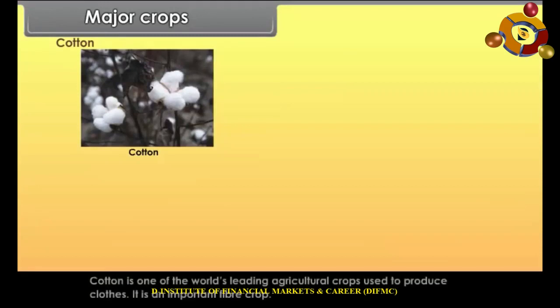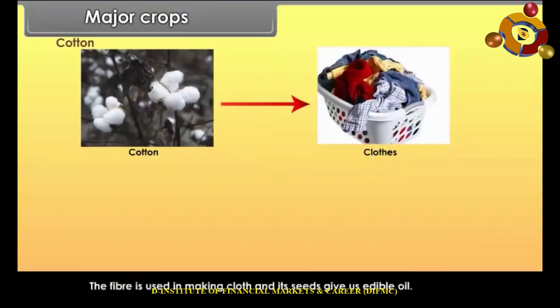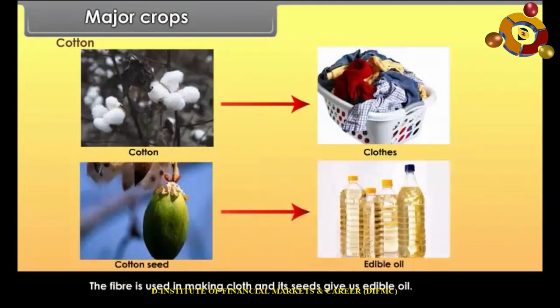Cotton. Cotton is one of the world's leading agricultural crops used to produce clothes. It is an important fiber crop. The fiber is used in making cloth and its seeds give us edible oil.